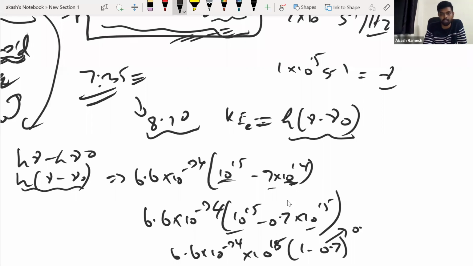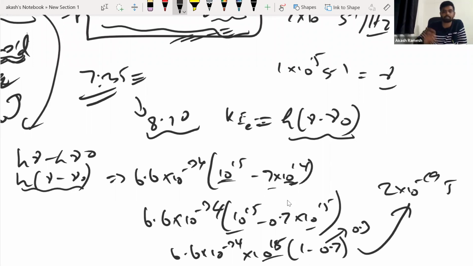Now if you do it that way, you'll get 3 into 10 to the power 14. That's what you'll be getting. Anyways, so the end answer, if you do all the calculations, you will be getting as 2 into 10 to the power minus 19 joules, approximately, obviously. Okay, easy question, right? I hope everybody could solve.